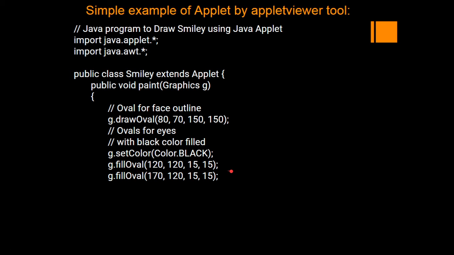Since the eyes should come at the same level, here we can see that horizontally it should be at the same level. So now this 120 and the 170 are the positions of the left eye and the right eye. The left eye is at 120 and the right eye starts from 170. And then this 120, 120 is the same level on the y-axis for both the eyes. And then 15, 15, as I told, 150, 150.